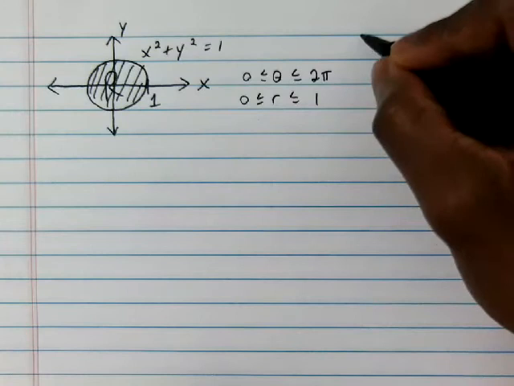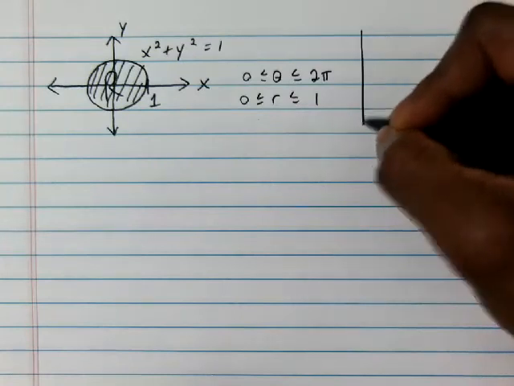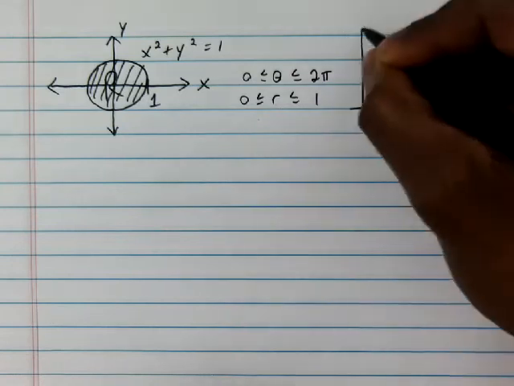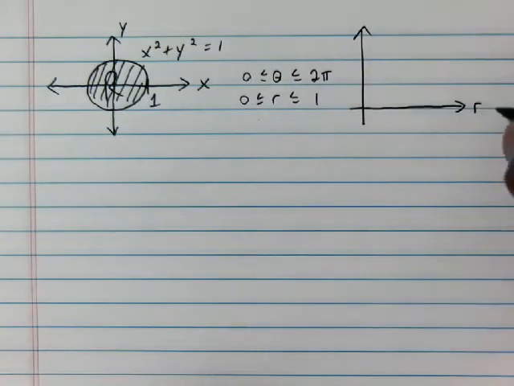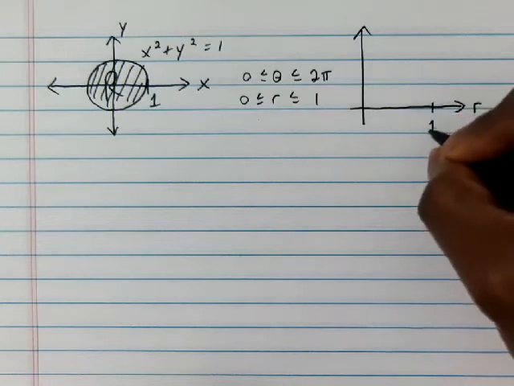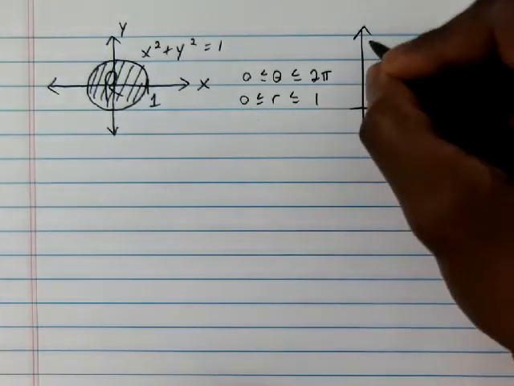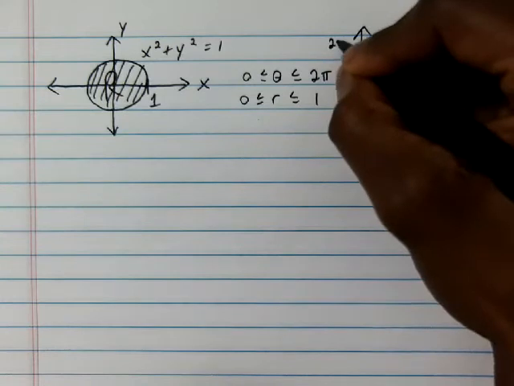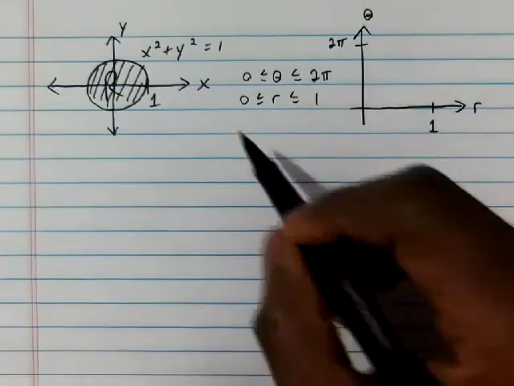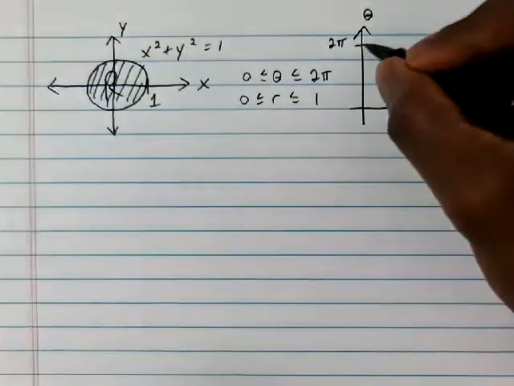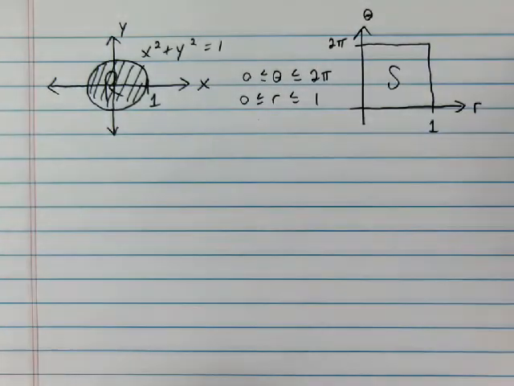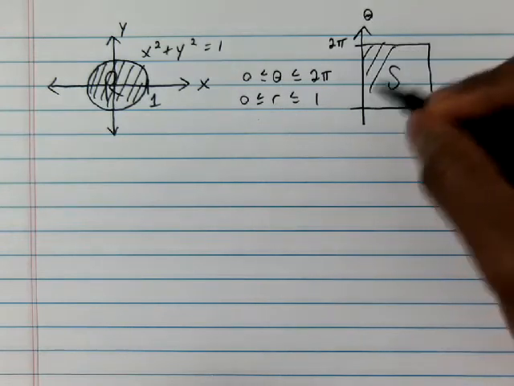But notice if we did, and this is why things are easier when you switch, if we sketch this in the r theta plane, r varies from 0 to 1, so from 0 out to 1, and theta varies from 0 out to 2 pi. Oops, that's the r theta plane. This thing in the r theta plane, this is the new region S, which is just a rectangle. So that's why we go through and do that.